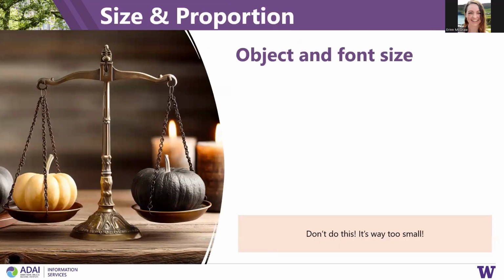In terms of sizing, it's really important that both your objects and your text are large enough to be easily seen and read. It takes a lot more effort and concentration to read teeny tiny text, like on the bottom of this screen, and it ends up distracting your audience from being able to listen and learn. It can also mean the difference between someone with impaired vision being able to receive your information at all or not.